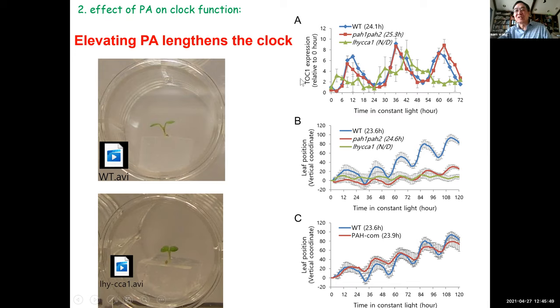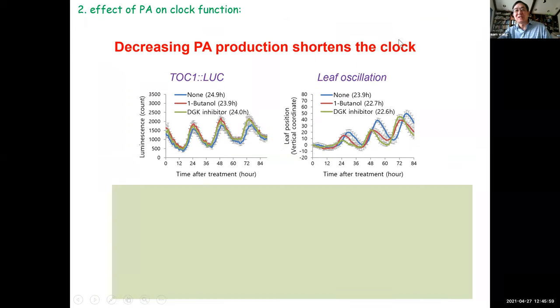Then you can also measure the TOC1 gene expression. Here it shows that again wild type is about 24 hours and the mutant with a higher PA is about 25 hours. We can also manipulate PA in a different way by using chemicals that inhibit the kinase, which will reduce PA formation. If you reduce the PA, you will actually shorten the clock. Wild type is about 24 hours, and if you inhibit the PA production, you get about 23 hours.